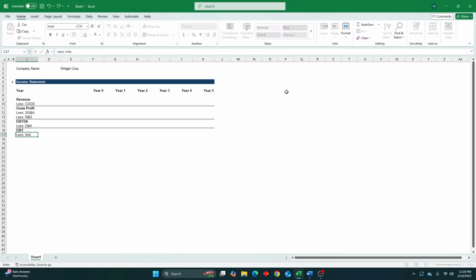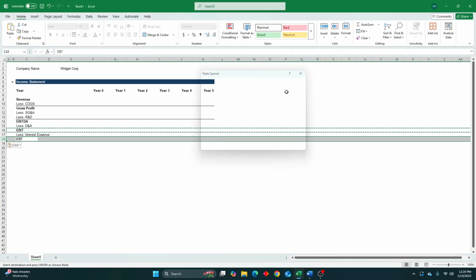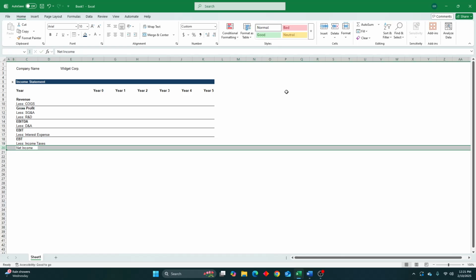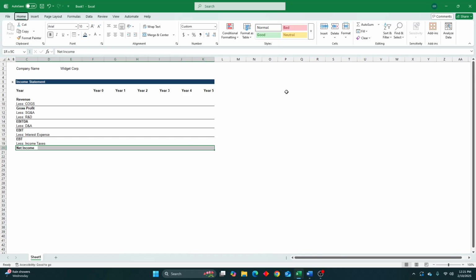Lastly, we have our interest expense, which gets us to our EBT, or earnings before taxes. And then the very last thing we have to take away is our income taxes, which will get us to our net income, which will be the first line item on our cash flow statement.